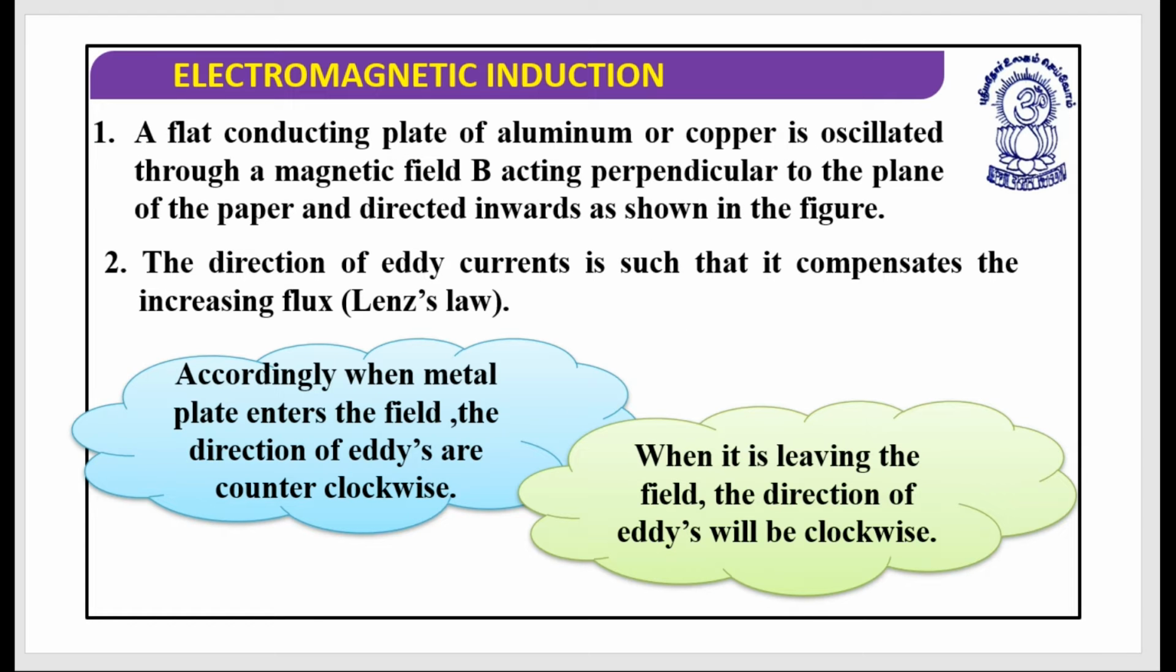It says, let's look at this. A flat conducting plate of aluminum or copper is oscillated through a magnetic field B, which acts perpendicular to the plane of the paper, and it is directed inward as shown in the figure. We have seen this. The direction of eddy current is such that it compensates the increasing flux.